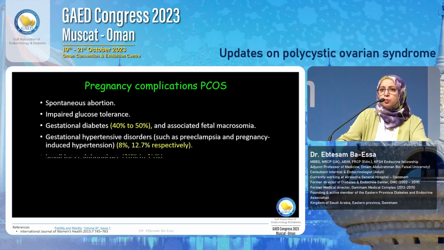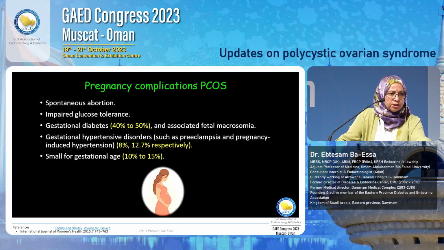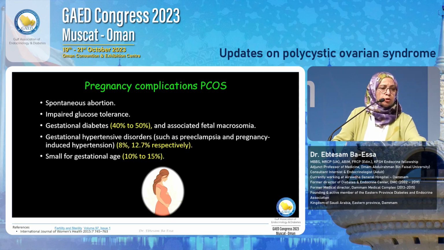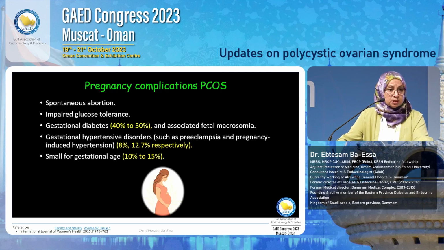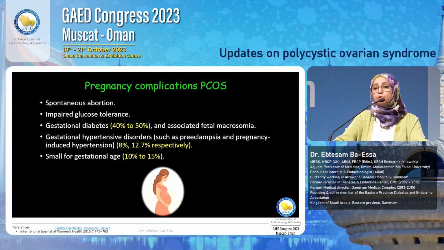Similarly, pregnant women with polycystic ovary syndrome are at increased risk of spontaneous abortion, impaired glucose tolerance, gestational diabetes in up to 50% of them, gestational hypertension or preeclampsia, and small for gestational age in up to 15% of those women.